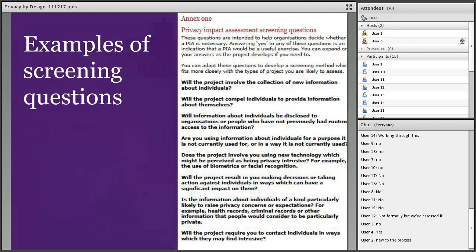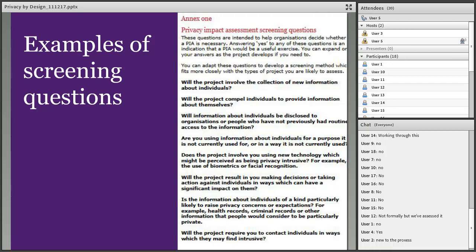So the questions are found in Annex 1 of the code, and you'll see that they're questions that can be answered by someone who isn't necessarily a data protection expert, and therefore can be answered by project managers or other individuals who don't specialise in privacy matters. So we'll give you a couple of moments to look at the type of questions on the screen, and then I'll hand you over to Emma, who'll go through some of them with you.